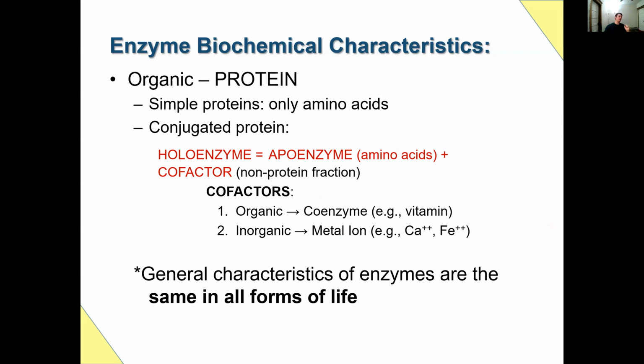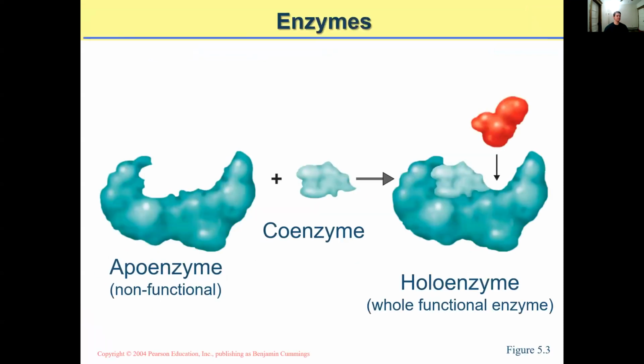And very importantly here at the bottom, I typically don't like to read all the slides, but this is pretty important: the general characteristics of enzymes are the same for all forms of life. Okay, so that entire long-winded explanation I just gave you, what does that all mean? Essentially, coenzymes will activate your apoenzyme, creating a holoenzyme, or a whole functioning enzyme.